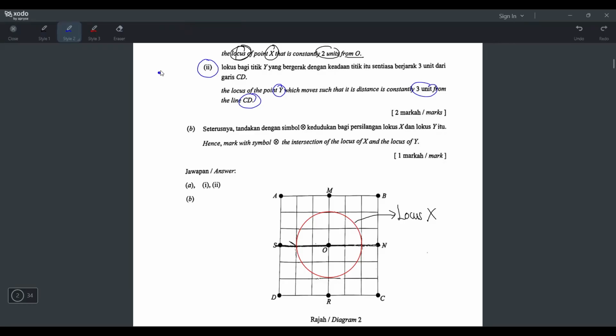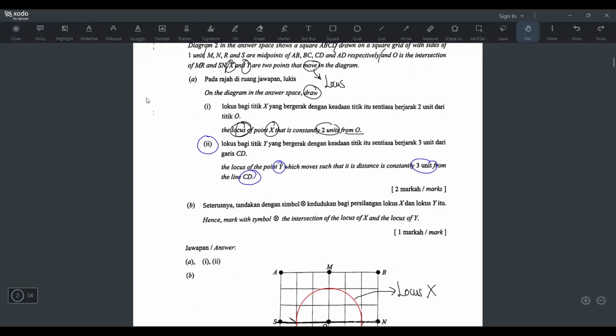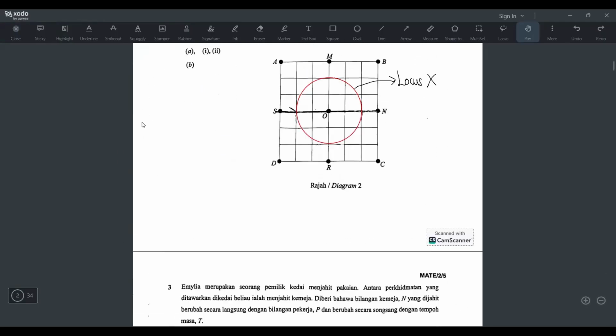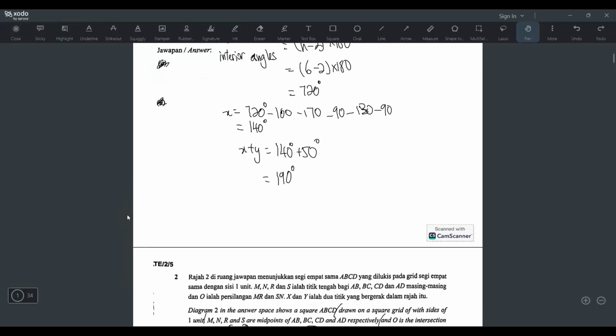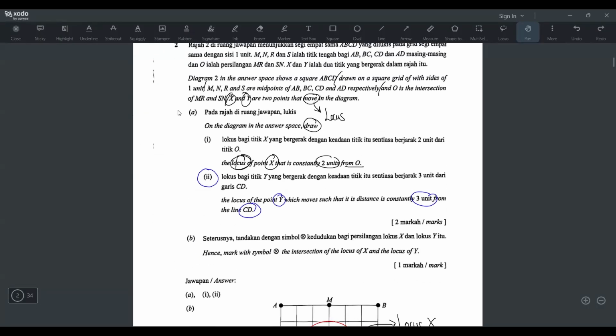If it's 1 point, then you will draw a circle, right? But this one is distance 3 units from a line. It's from a line, right? So let's talk about the locus a bit. So I need some space. Okay, I'll just do it here.